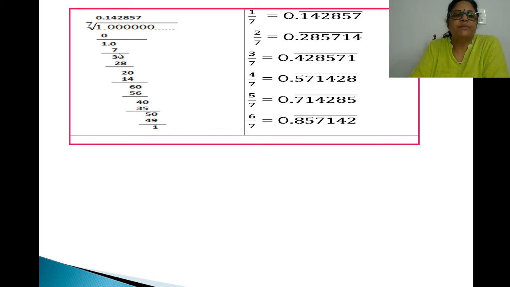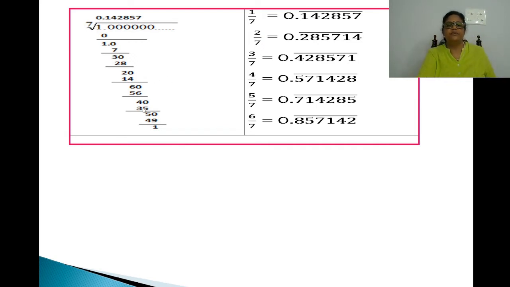So we will start from here. What is the corresponding quotient there? 7 fours are 28. So start from 4: 428571. See, 3 by 7 is 0.428571 bar.